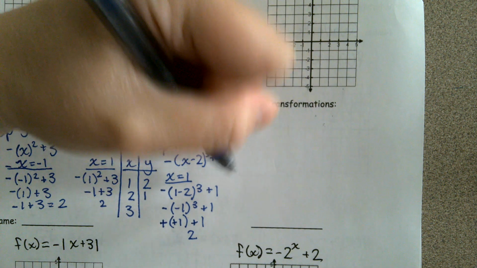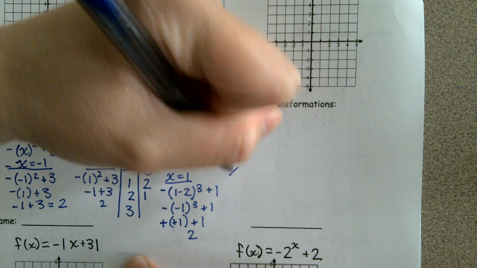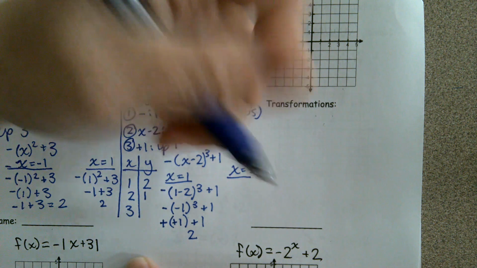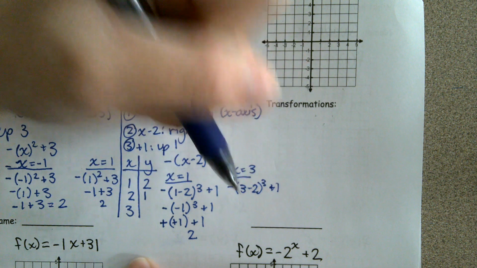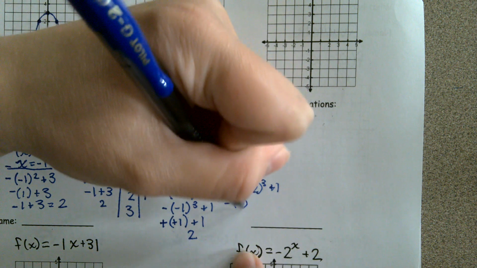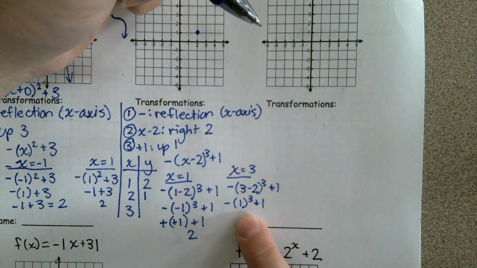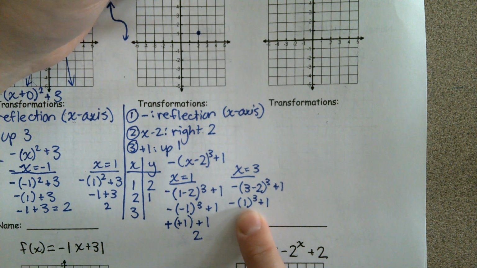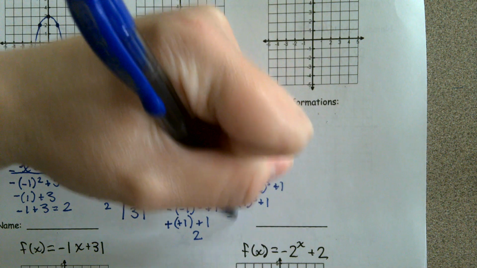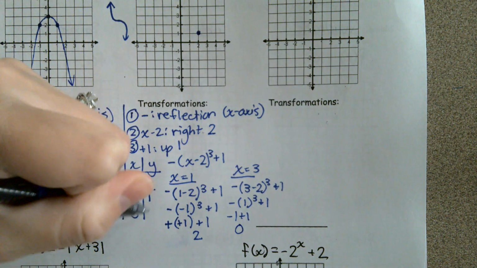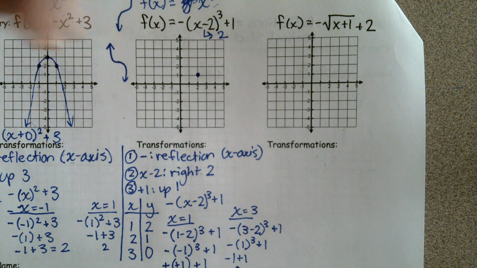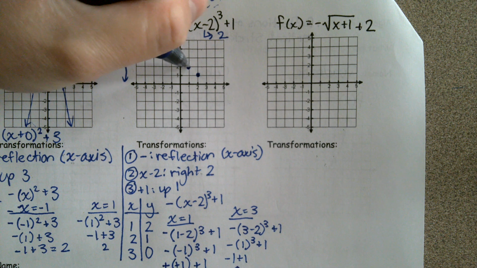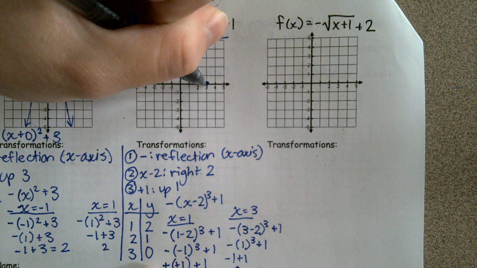Now let's repeat that for x equals 3. Here we have negative (3 minus 2) cubed plus 1. 3 minus 2 is 1 cubed plus 1. Sorry, let me backtrack here. 1 cubed is just 1, and so we have a negative in front of it. So we have negative 1 plus 1, which gives us 0. And now we graph those two new points: 1, 2. We already have 2, 1, and 3, 0.